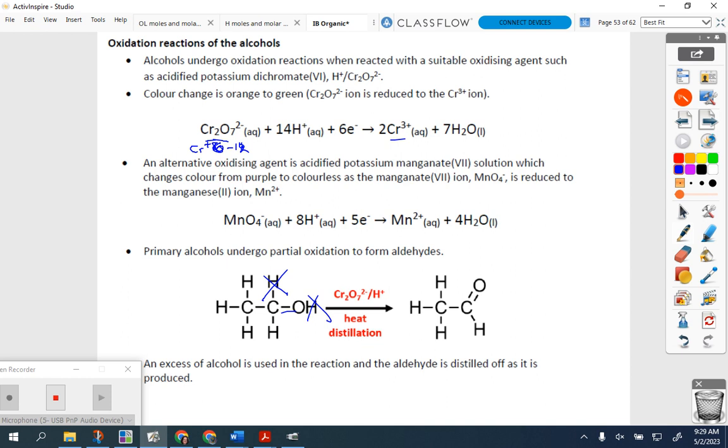Because the carbon can only make 4 bonds. Grace? Have 2 lone pairs also.